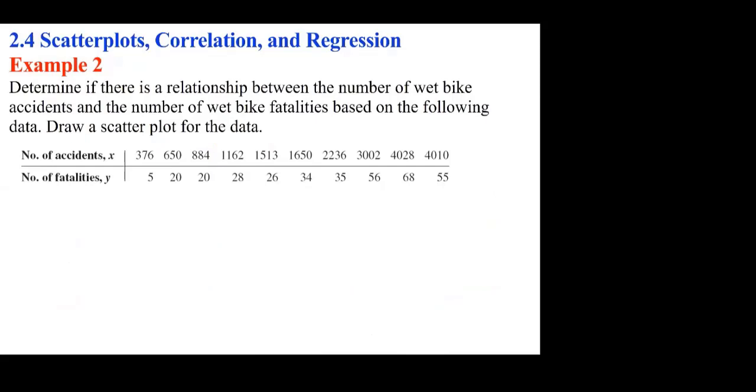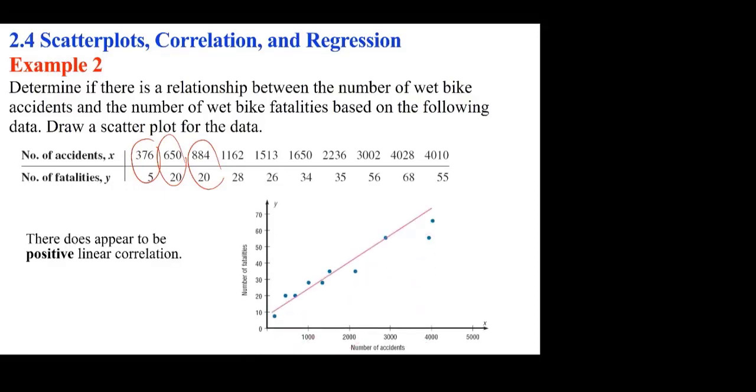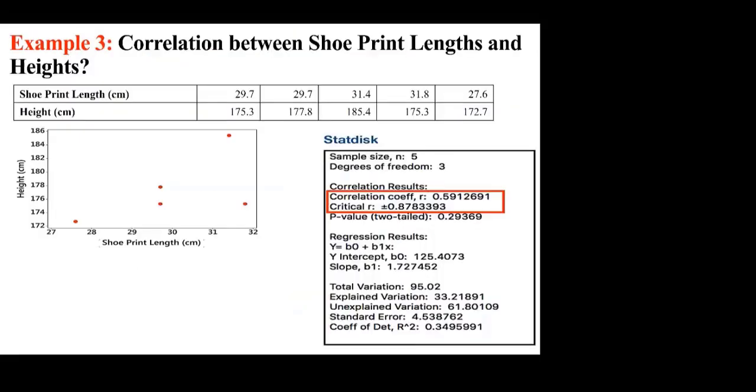All right, we want to see if there is a relationship between the number of wet bike accidents and the number of wet bike fatalities based on the following data. And so plotting the pairs shouldn't be a big deal. We can plot those pairs. This is X and Y. This is another X and Y. This is another X and Y. And when we plot those, there seems to be a positive linear correlation according to the scatter plot. The pairs and seeing the scatter plot and a relationship. Again, this will be discussed with more details in later chapters.